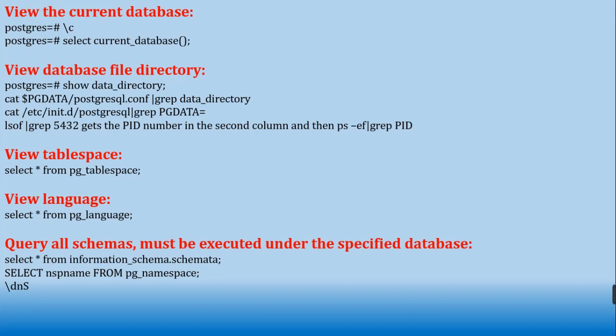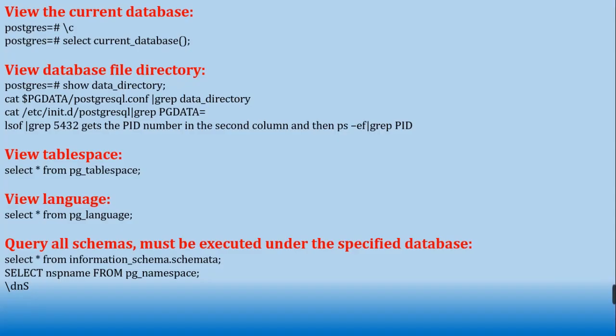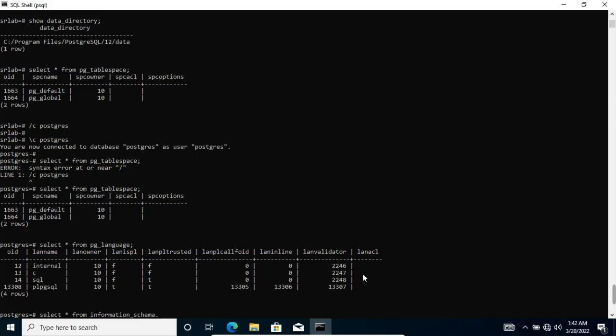Next, query all schemas, which must be executed under the specified database. Let me execute it from the Postgres database itself. Select * from information_schema.schemata.